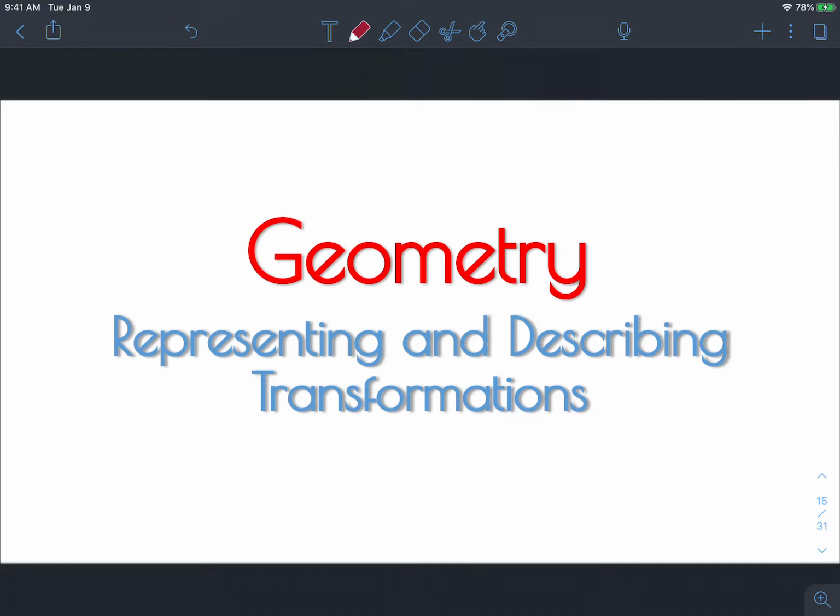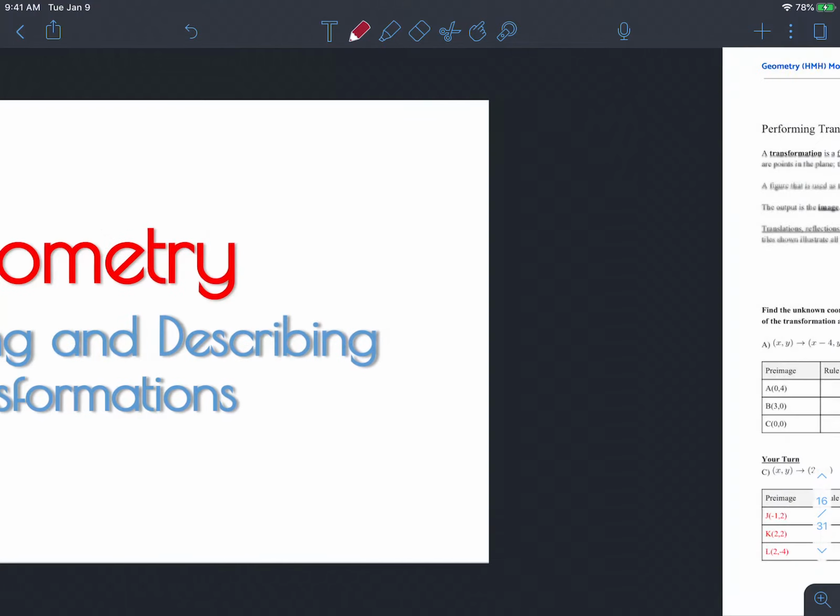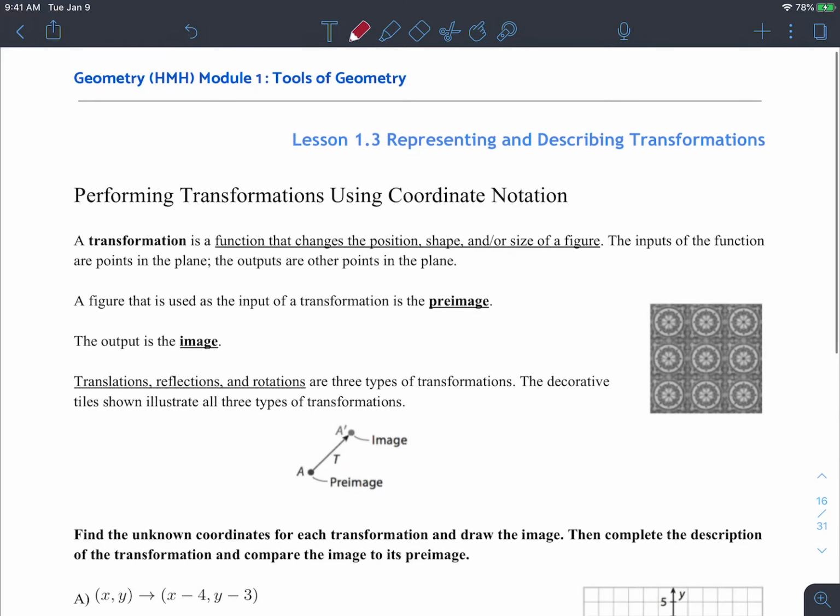Geometry, representing and describing transformations. So a transformation is a function that changes the position, shape, and/or size of a figure. Any combination of the three is a transformation. The figure that is used as an input of a transformation is called the pre-image, right? And the output, the result, is called the image.